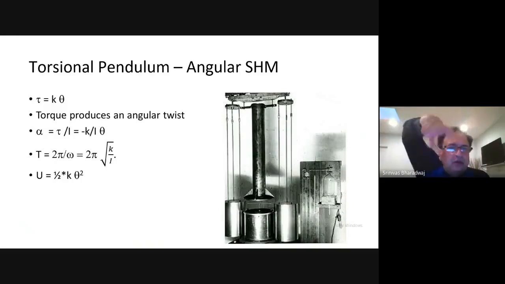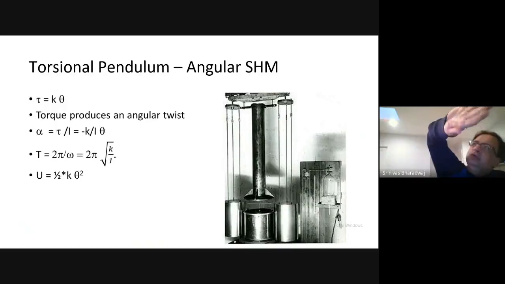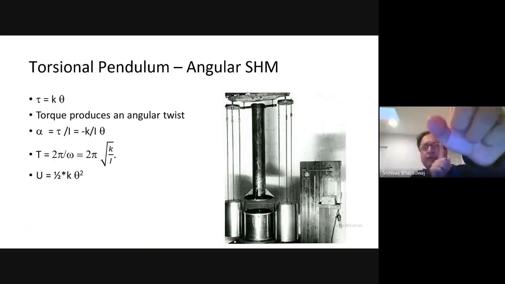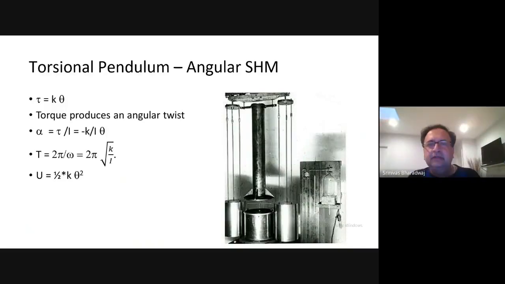It's an angular twist. Okay, so when you move it this way, the spring tends to restore it. So there are two forces. See this here, this is a spring. Okay, so when you twist it, the spring is stretched, therefore the spring tends to push it that way, and then push it that way, and then push it that way. Okay, so that is the spring there. So how does that work?